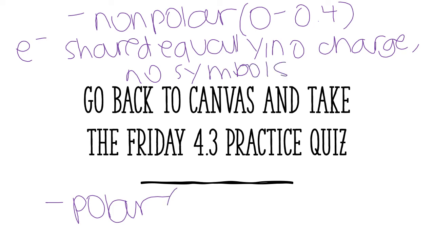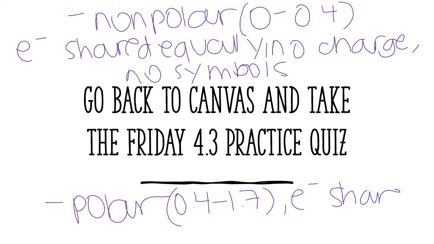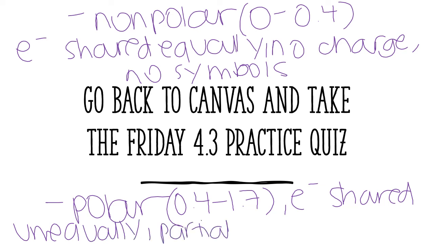Versus a polar bond, it's the difference between 0.4 and 1.7, and that is where electrons are shared unequally, which makes a partial charge. And there are symbols drawn on the Lewis structures.